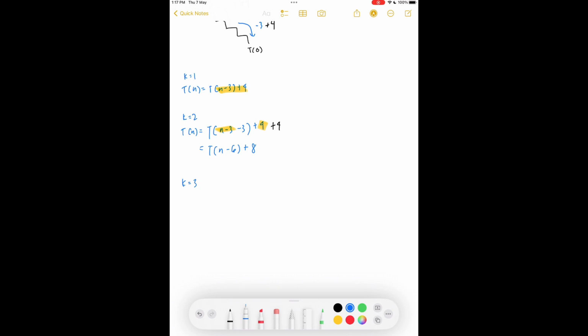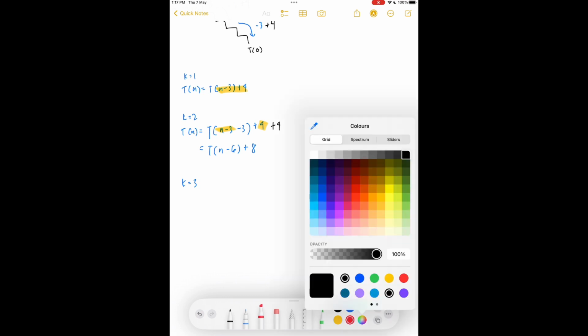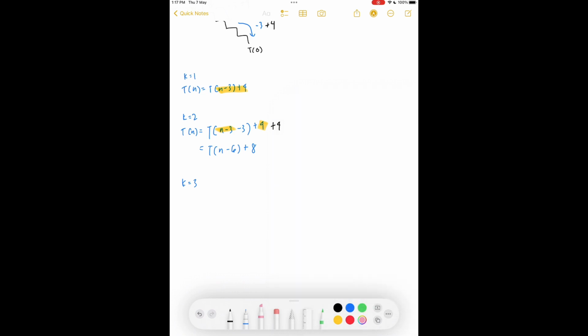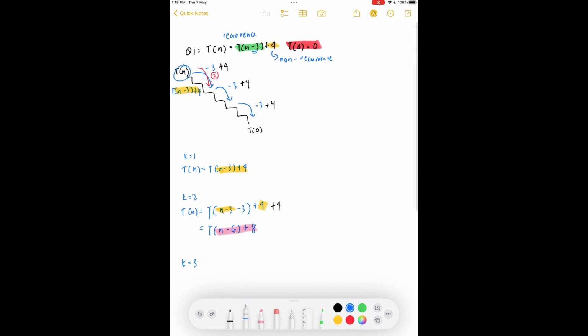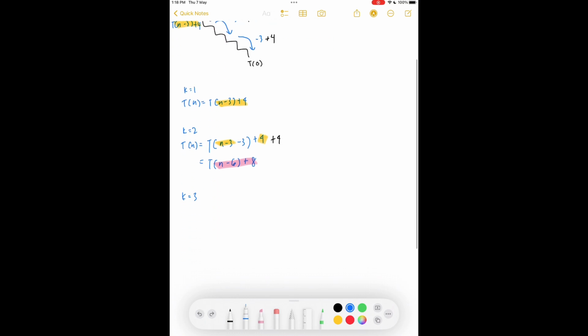During the third round, let me take a different color. We are going to take Tn minus 6 plus 8 now. We are not going to take this one. We're going to take Tn minus 6 plus 8 into the third round, because kita dah turun, kita turun sampai sini dah. We want to go downwards, so we take the equation that we already have with us. I'm going to put Tn over here, n minus 6, alright.